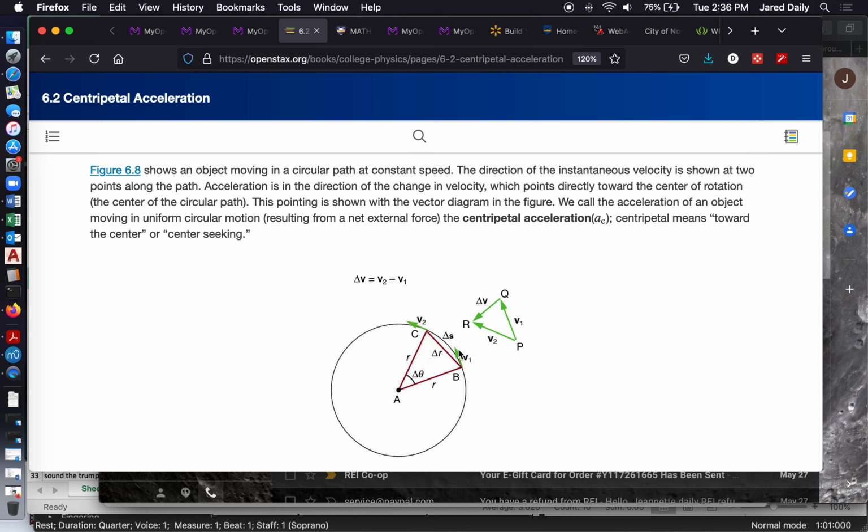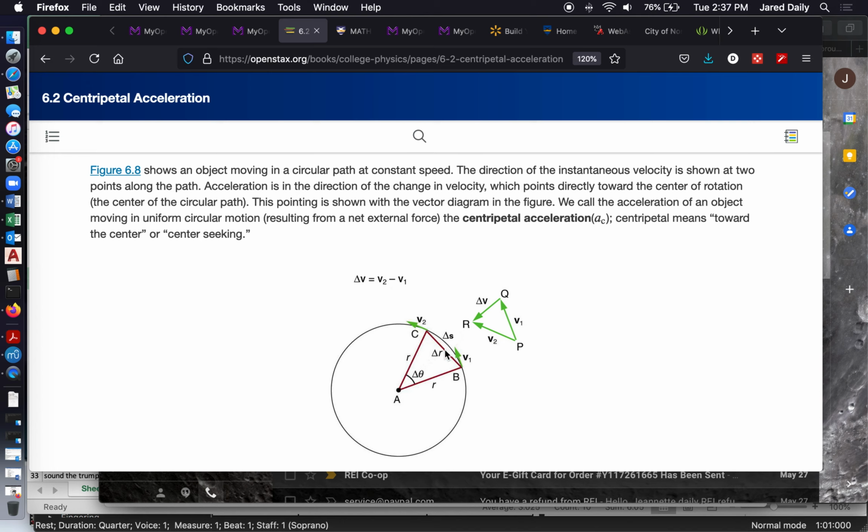Here's the velocity at point B. It's pointing a little bit to the left and mostly upward. And this at point C, velocity 2 is pointing mostly to the left and just a little bit upward. They have the same magnitude, the same length, same speed essentially, just different directions.